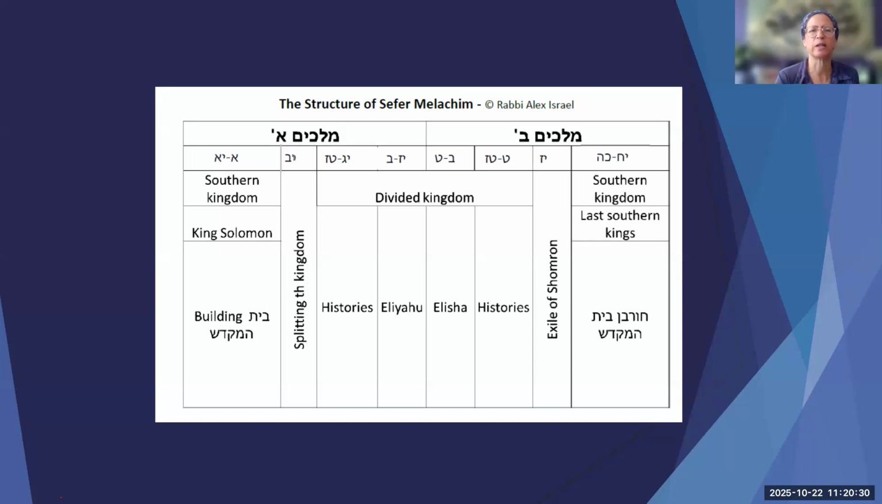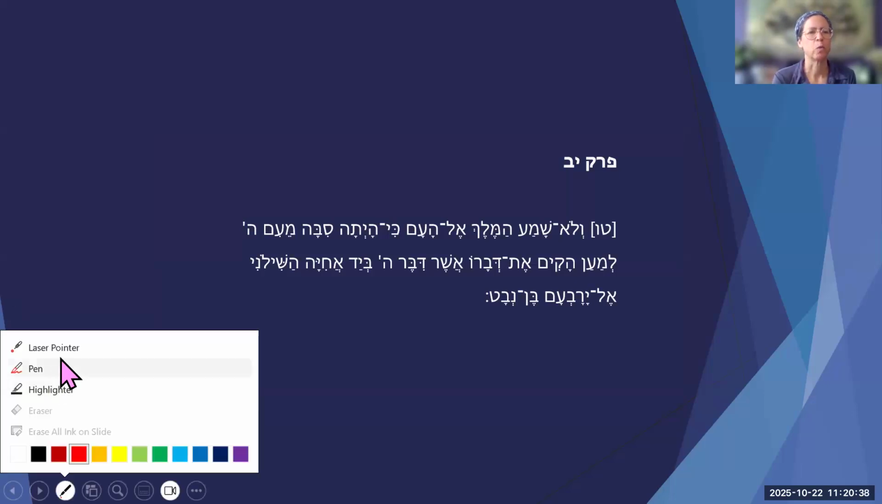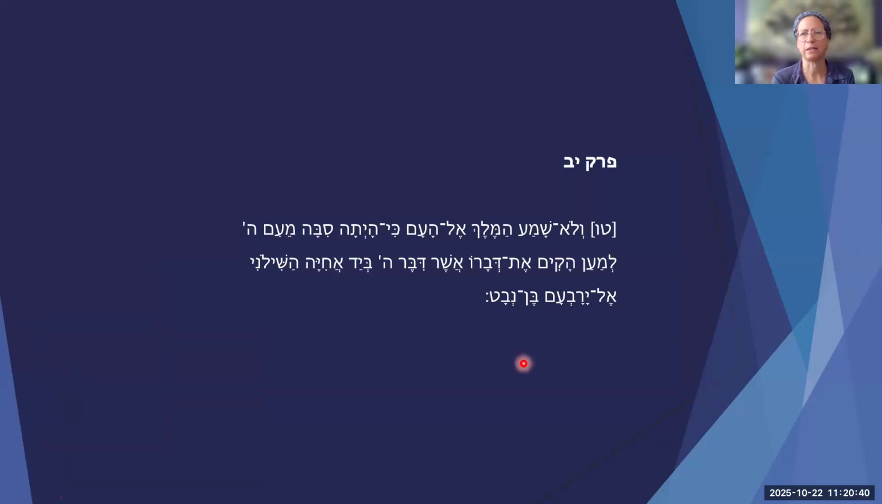Okay. So the first thing I want to talk about is that part that is as far as I got with Rechavam, where he didn't listen. This is after he consulted with his people and made the wrong decision. And we hear like this: V'lo shama hamelech, this is Rechavam, V'lo shama hamelech el ha'am. The am here is the northern kingdom, the petitioners, right? The ones who asked him to ease the tax burden.